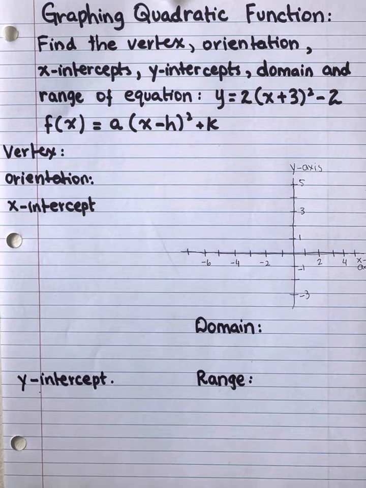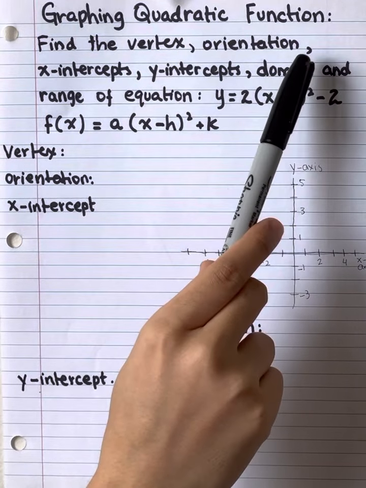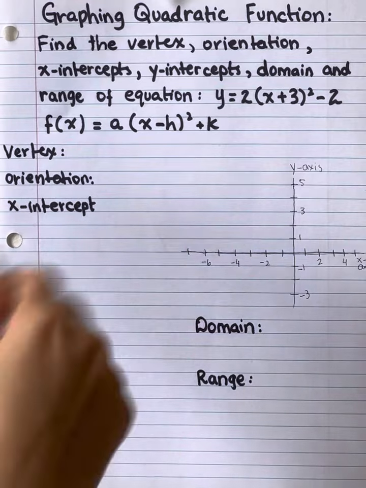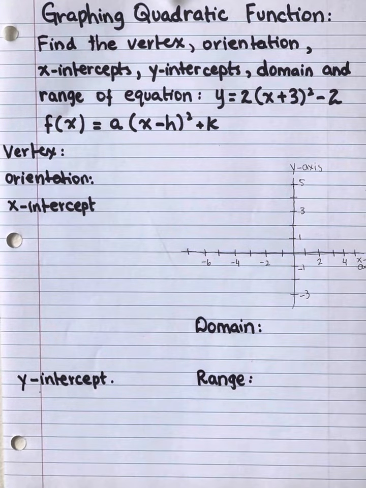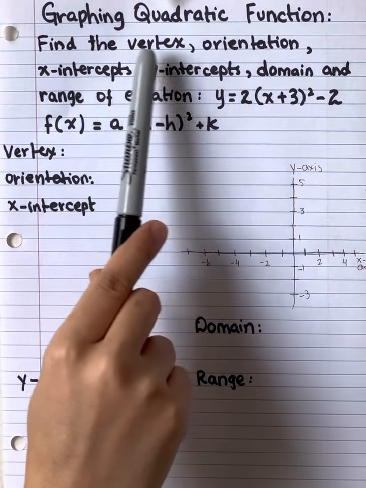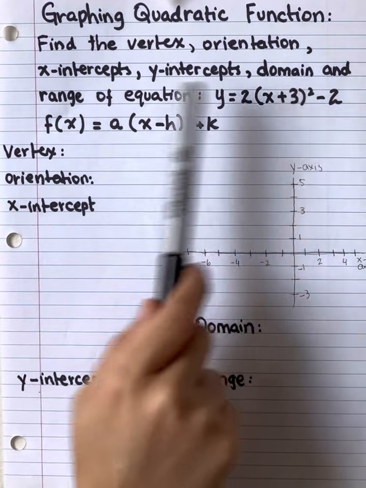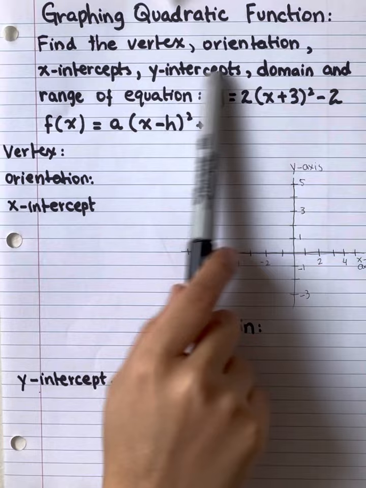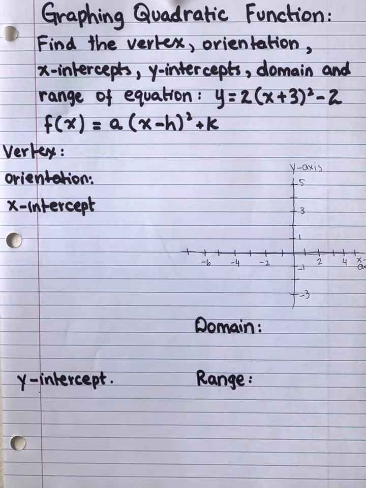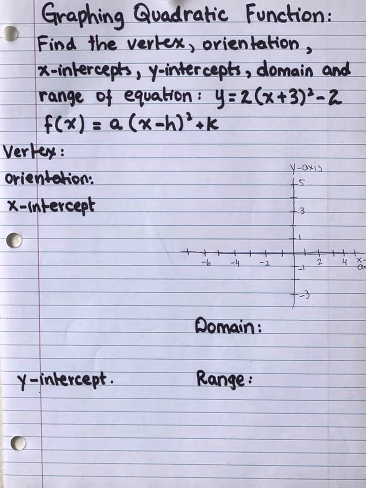Hi, in this video we are going to learn how to find the components of a quadratic function and how to use those components to sketch a parabola curve. So here it asks us to find the vertex, orientation, x-intercepts, y-intercepts, domain, and range of the equation given to us. And when we look at the equation carefully, we can see that it is in fact in vertex form.